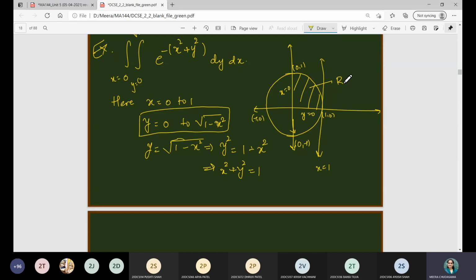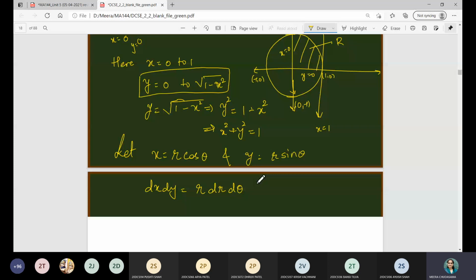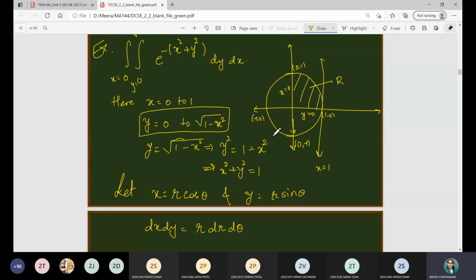Now we are going to convert it in terms of polar coordinates. For that we consider x is equal to r cos theta and y is equal to r sin theta. By changing the variables, dx dy will be changed to r dr d theta, right? When we convert these integrals into polar coordinates, the limits also change. हमें लिमिट जो है वो डिटरमाइन करना पड़ेगा r के लिए भी और थीटा के लिए भी.